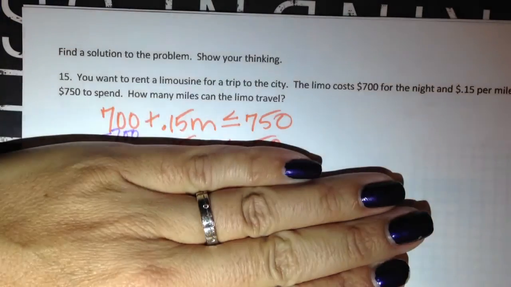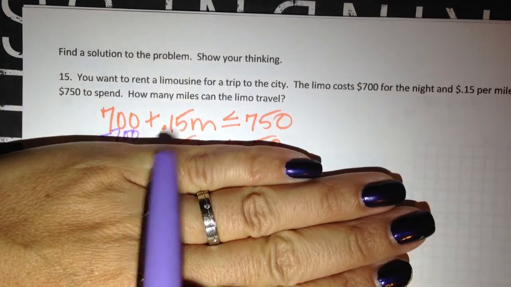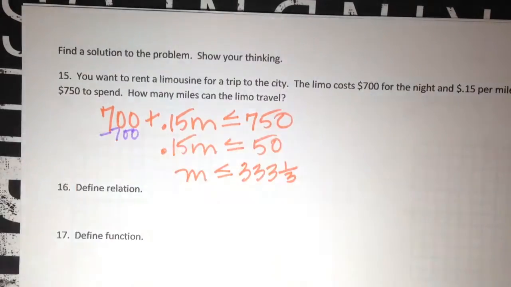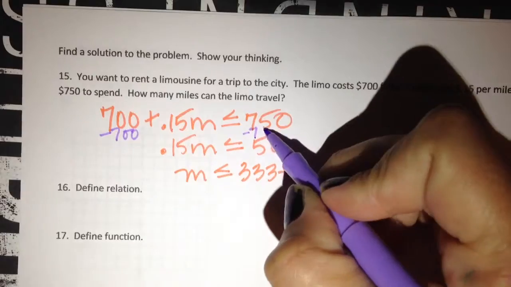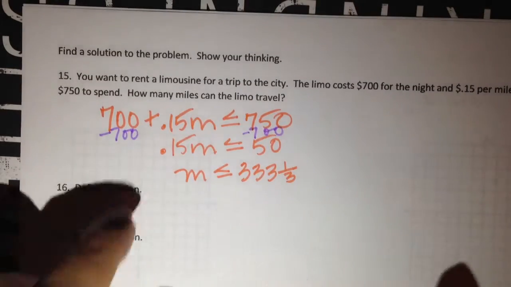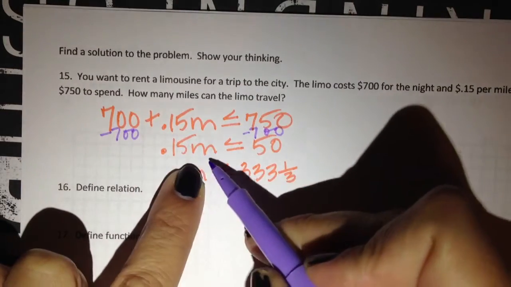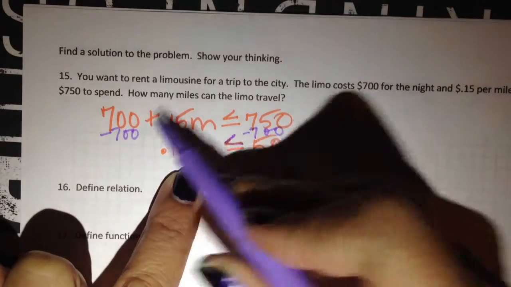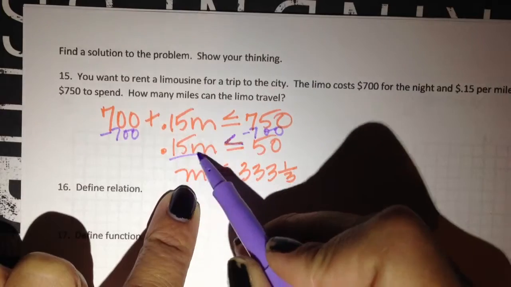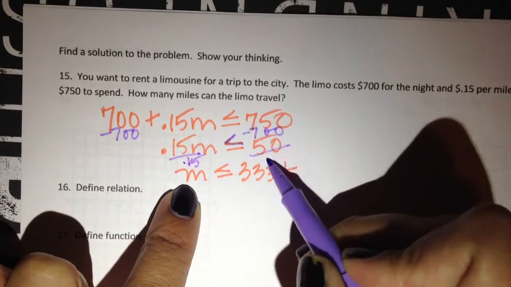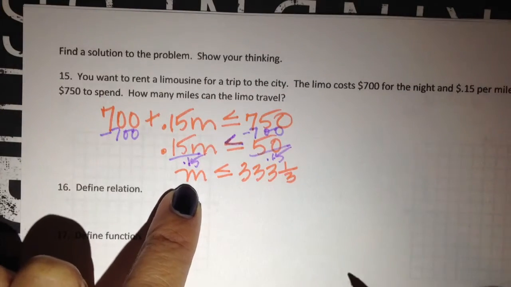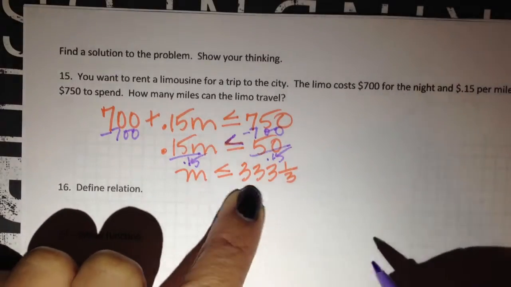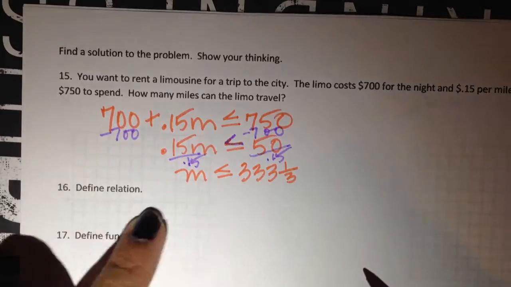There you go. You can see it: 700 plus 0.15m. Now the 15 cents times m is representing how many miles I can drive. Then I went on and solved my problem, and I started showing my undoing. So it boiled down to 15 cents per mile had to be less than or equal to $50 that I had remaining after paying the $700 up front. When I divided both sides by 15 cents, I found out that I can drive the limo at most miles: m is less than or equal to 333 1/3.